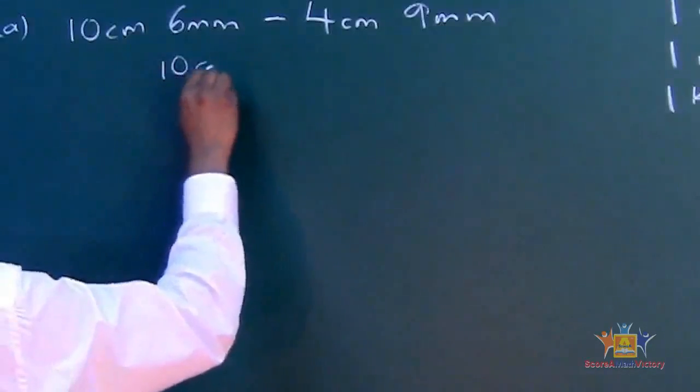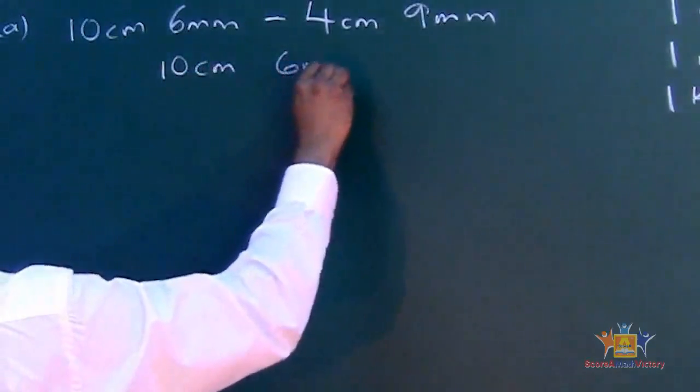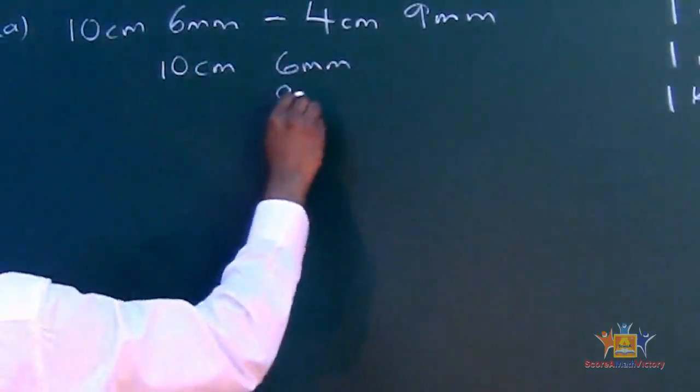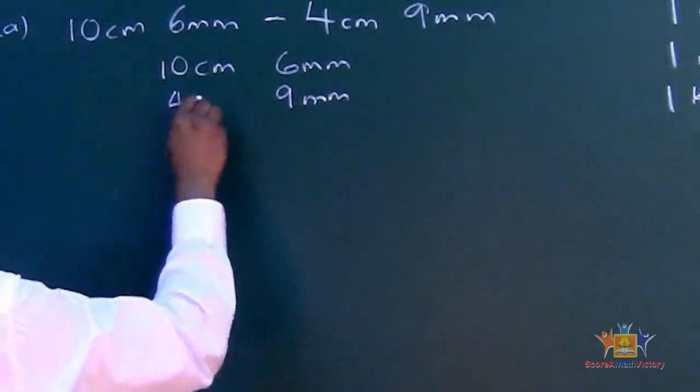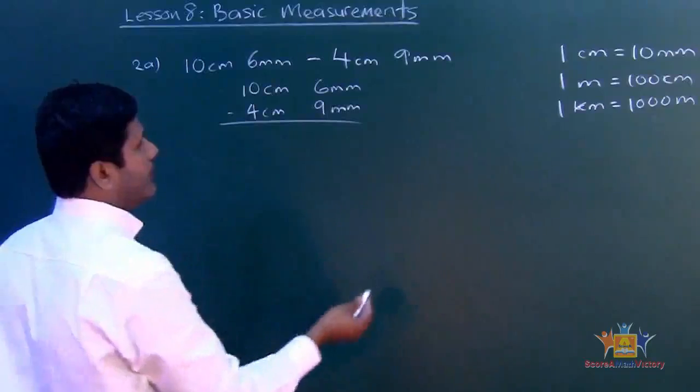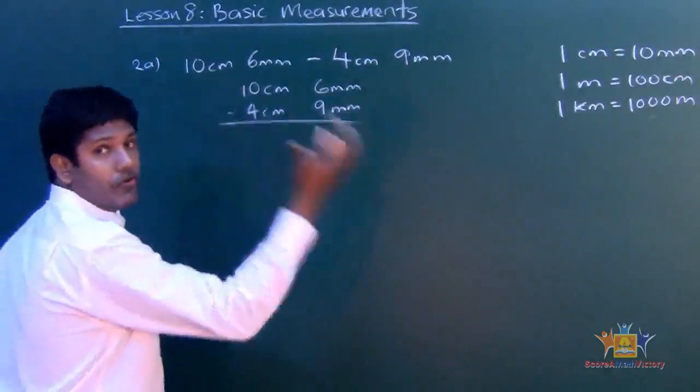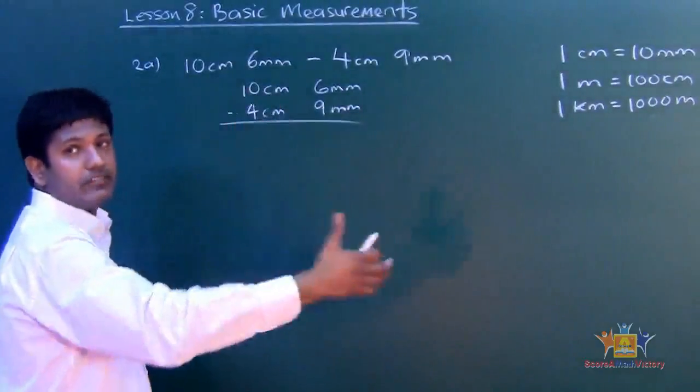So we're going to put 10 centimeters, 6 millimeters, and then we'll line it up, 9 millimeters and then 4 centimeters. We're going to subtract. Okay, always start from the right. Just like the addition, we start from the right.